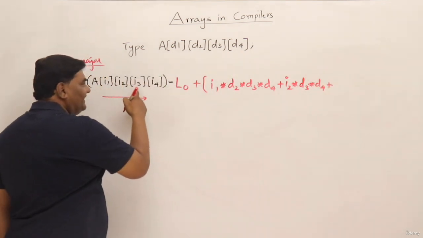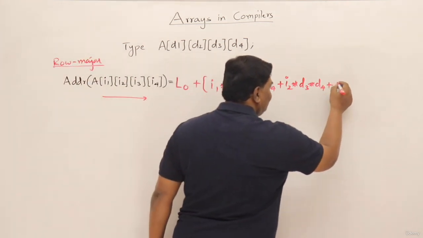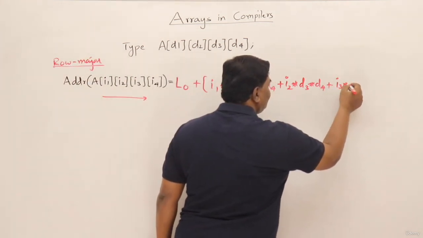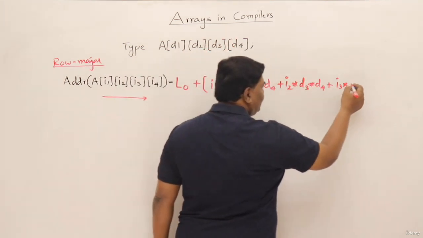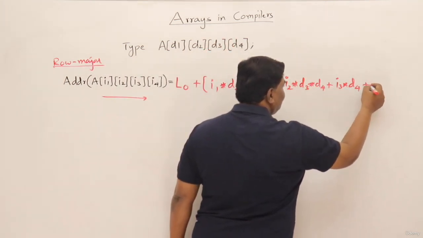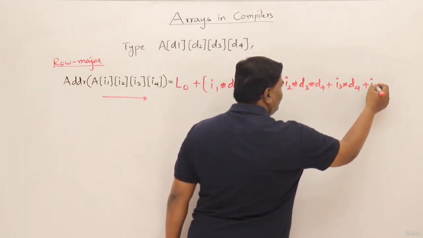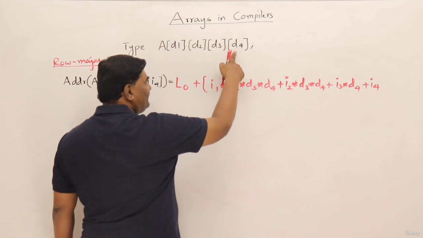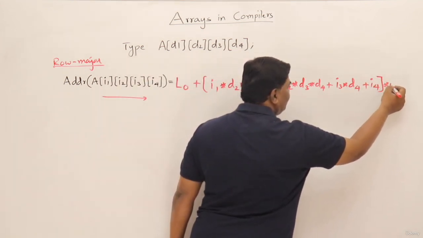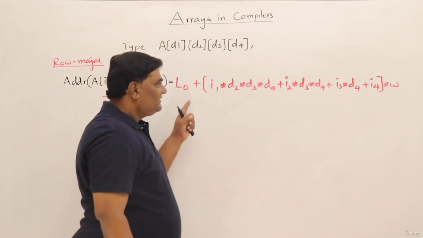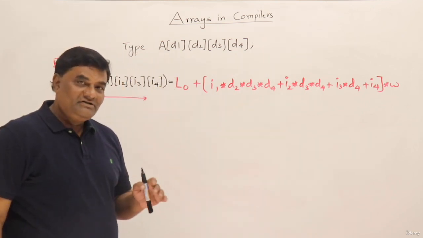The next is index 3, I3. After the third dimension, all dimensions should be multiplied, so only D4 is there. Then plus, last I4, the fourth index. After the fourth dimension, everything should be multiplied, so nothing is there. So multiplied by W. This is the formula for row measure mapping of a 4-dimension array.